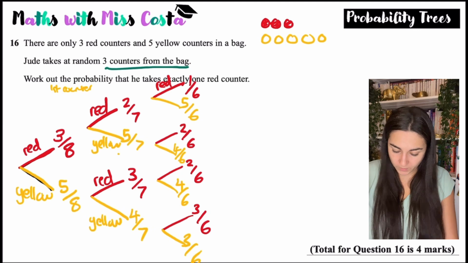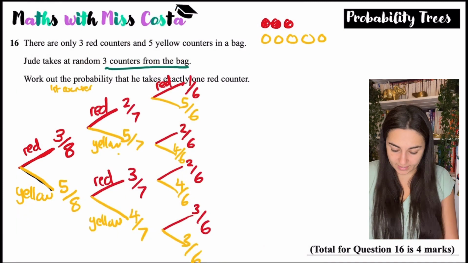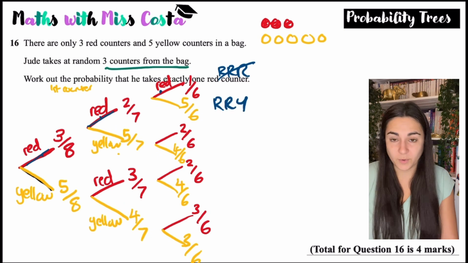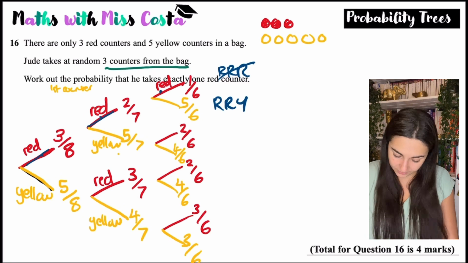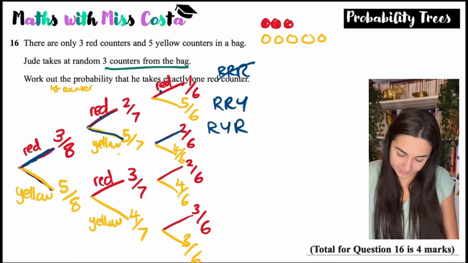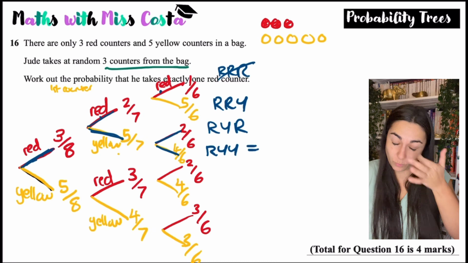So we want to work out the probability that he takes exactly 1 red counter. So what we want to do is find which route we can take. If we take red, red, red, that doesn't work because that takes out 3 red counters. The next route I could take is red, red, yellow. But red, red, yellow also doesn't work because that gives me 2 red counters. Next route I could take is red, yellow, red. Red, yellow, red also doesn't work because that is 2 red counters. So I could take red, yellow, yellow. That works because I only have 1 red counter.